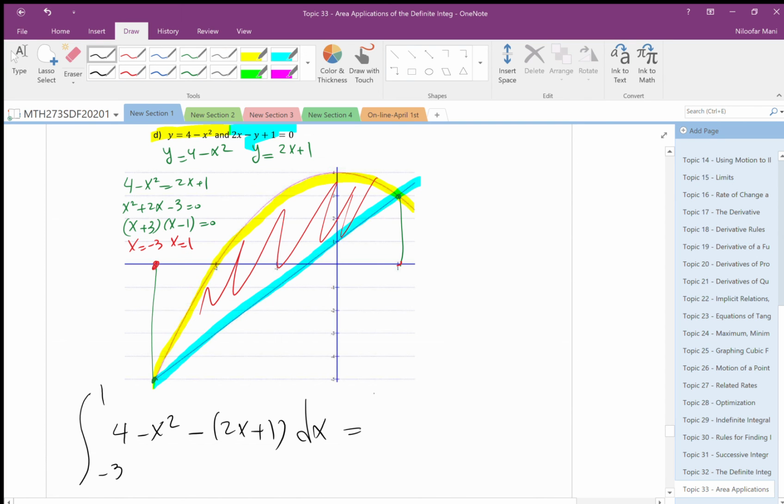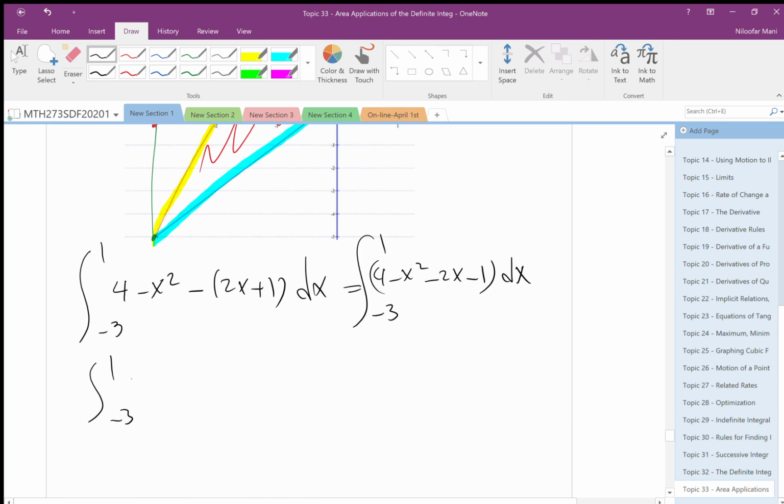And then you can find the answer: the integral from minus 3 to 1 of 4 minus x squared minus 2x minus 1 dx, which is the integral from minus 3 to 1 of 3 minus x squared minus 2x dx. Okay, and then you can find the answer. Very easy. You just have to find the integral. So 3x minus x cubed divided by 3, minus x squared, from minus 3 to 1, and just find the answer. So you put 1 and then you put minus 3. Okay, and then find the answer here.